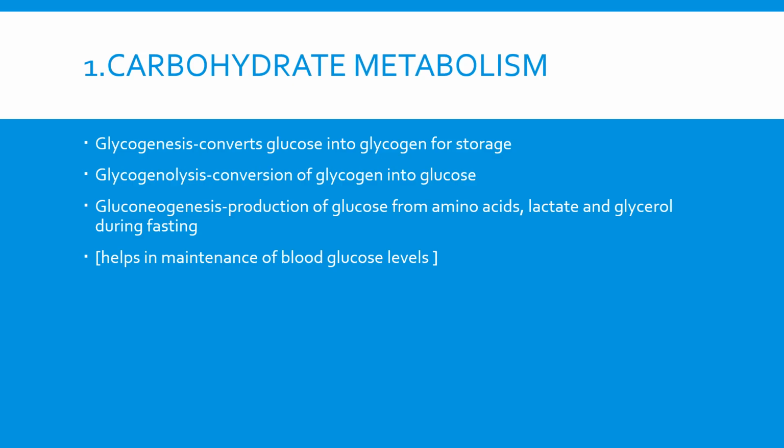We'll start with carbohydrate metabolism, where we'll talk about glycogenesis, which is the conversion of glucose into glycogen for storage. Then glycogenolysis, which is the conversion of glycogen into glucose. We have gluconeogenesis, which is the production of glucose from amino acids, lactate, and glycerol during fasting. All this helps in maintenance of blood sugar levels in the body.